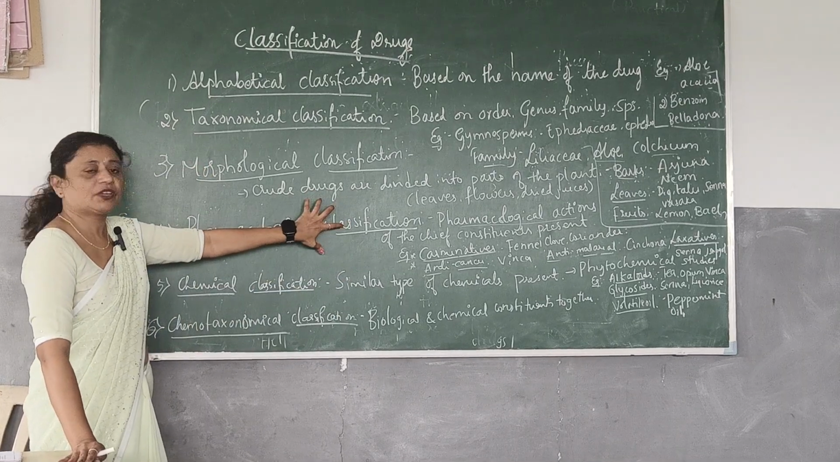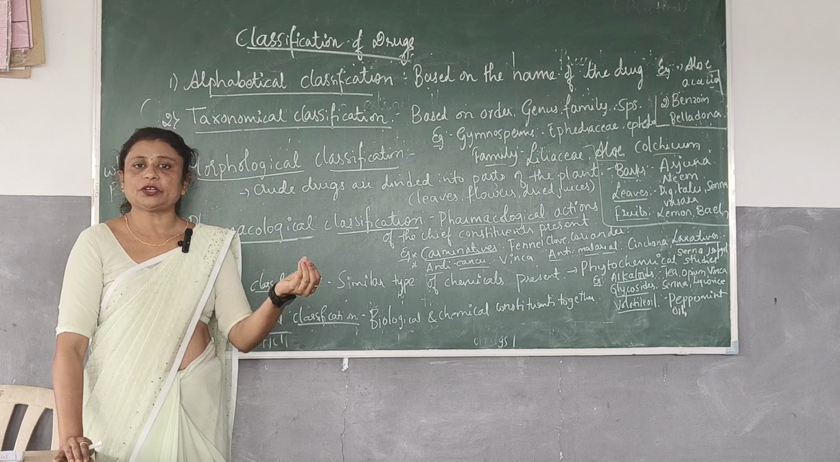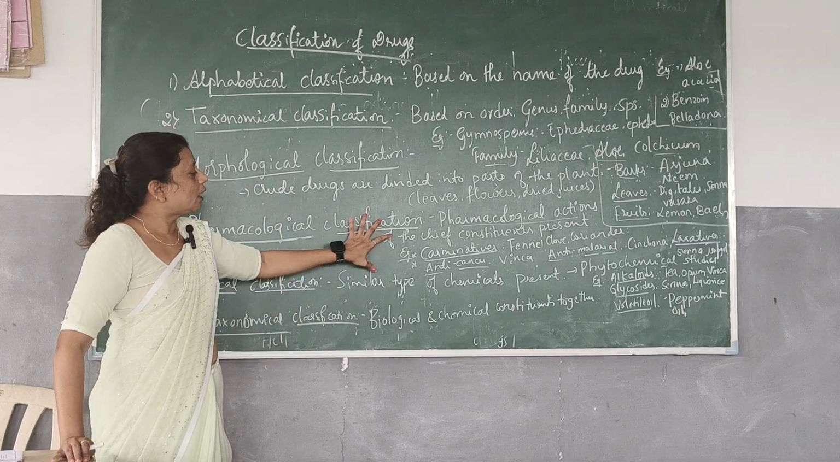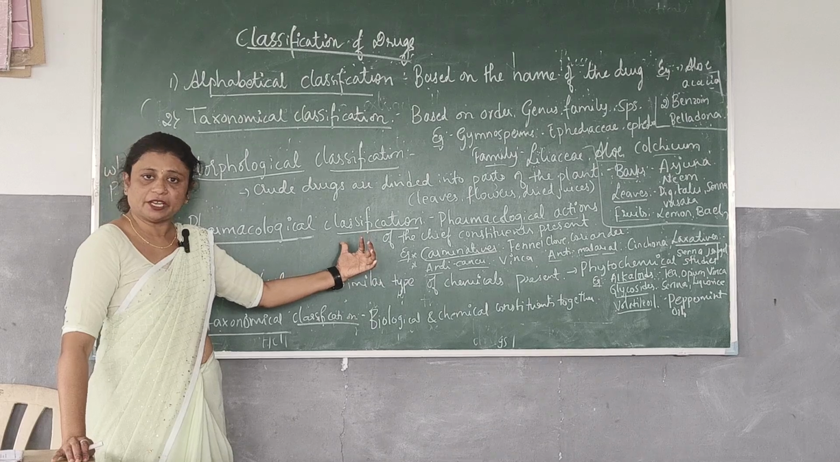So, the pharmacological classification is nothing but based on the pharmacological action, the therapeutic effect or the medicinal effect of the drugs and the chief active constituents present in the drug. Based on that, the pharmacological classification is being done.